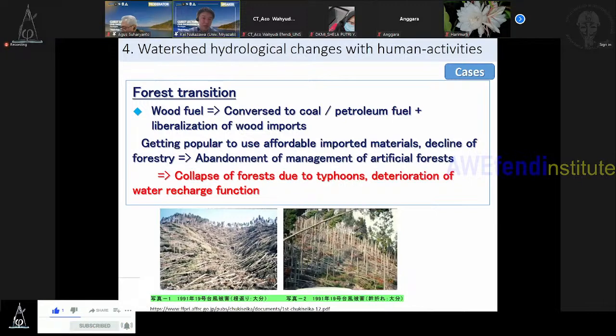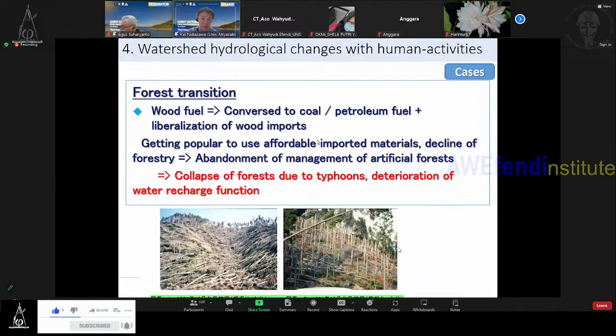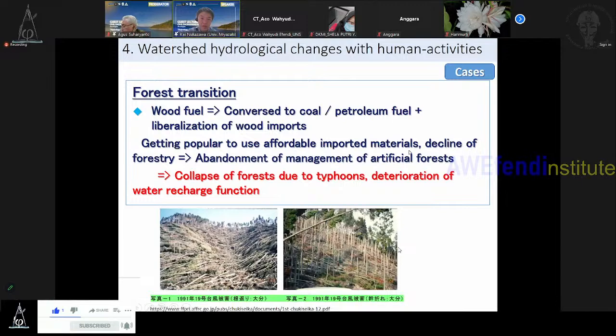So affordable, cheaper imported wood materials became popular, and it means the decline of forestry in Japan. So what happened? Many artificial forests in Japan were abandoned.